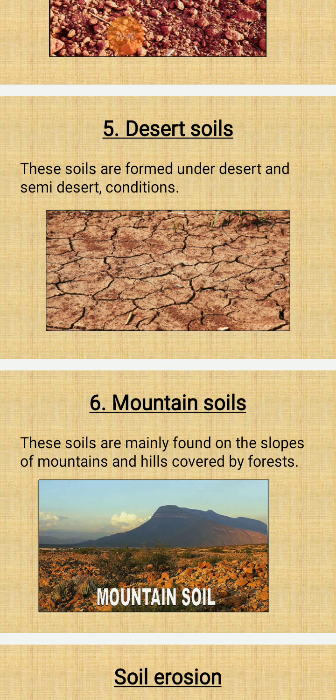Now, these soils are formed under desert and semi desert conditions. You know, desert means there are no plants, fully sand and less vegetation because of the scarcity of water. Desert soils are formed under desert and semi desert conditions. They are largely found in the northwestern part of India.